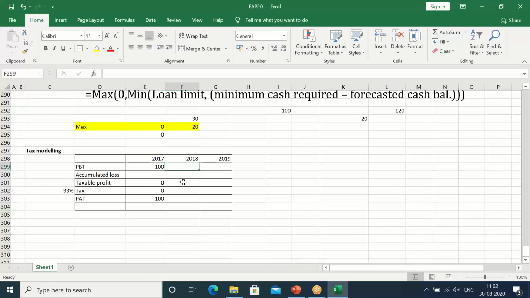Now for 2018, you get a profit of 180 rupees. So it's positive now. And the accumulated loss is 100 rupees because this loss of the previous year gets accumulated for the next year. Any doubt till this point?